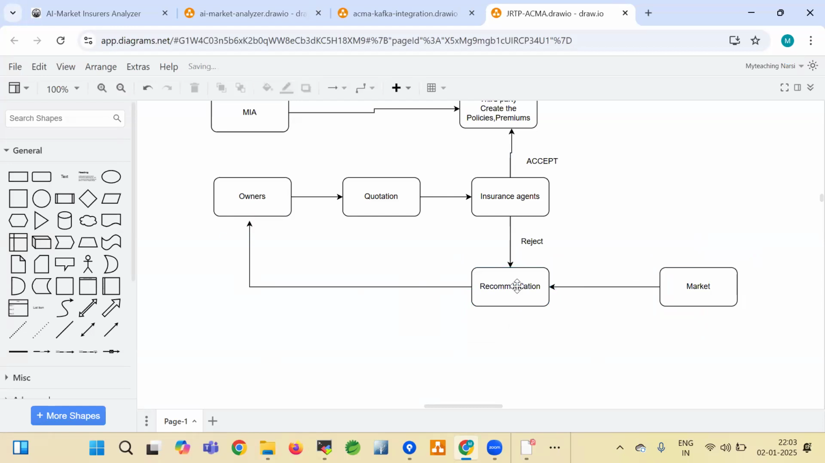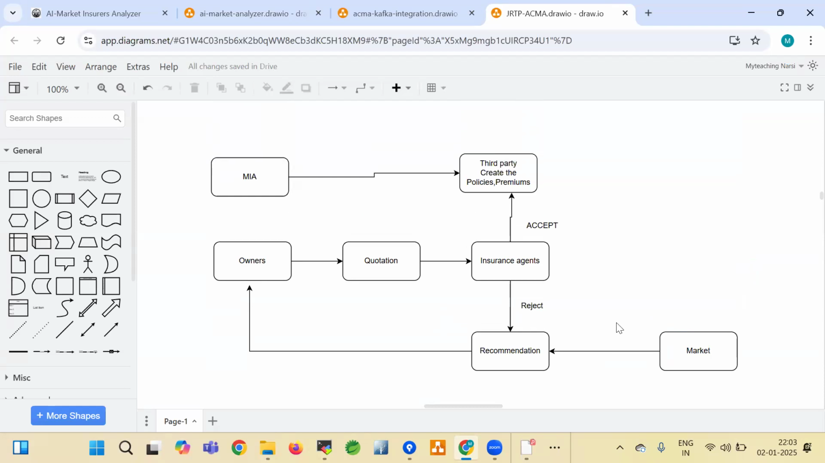Right? Now here, the recommendation service needs to know the current market trend, to analyze and prepare the recommendations for these property owners. And hence we're going to use AI here. Spring AI is what we're going to use. Okay. So this is the whole purpose of our project. Hope you all got the project concept, right?